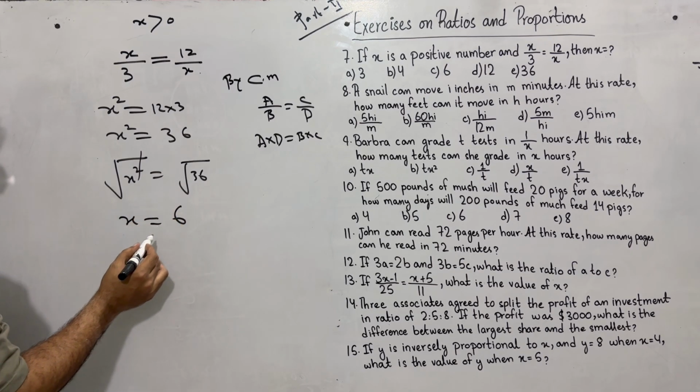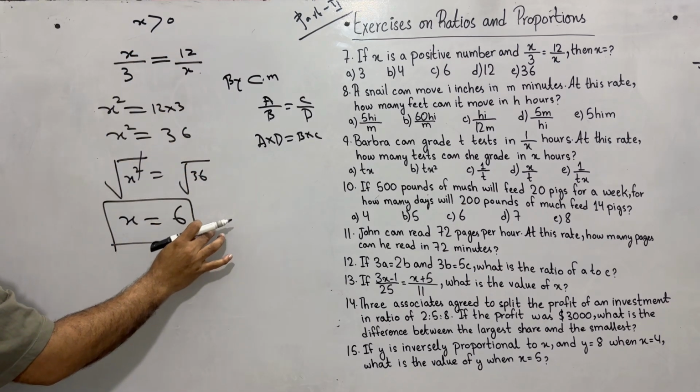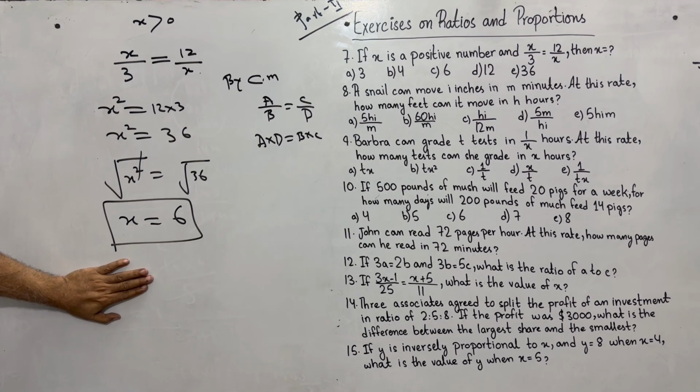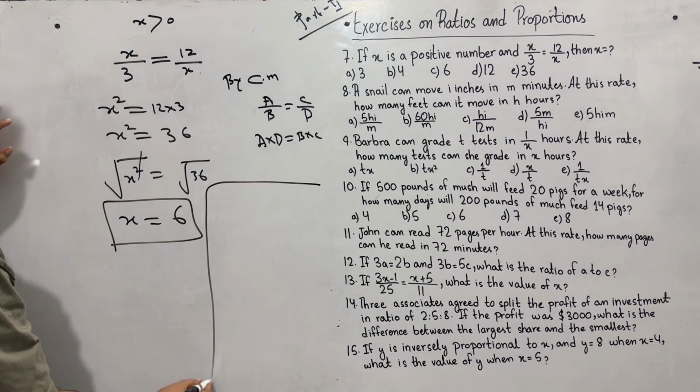The square root cancels the square, and x is equal to the square root of 36, which is 6. We could take positive or negative, but we are restricted. x is the positive one. That's why we have discarded negative 6. We haven't taken it. So x is equal to 6 is the right option in that case.